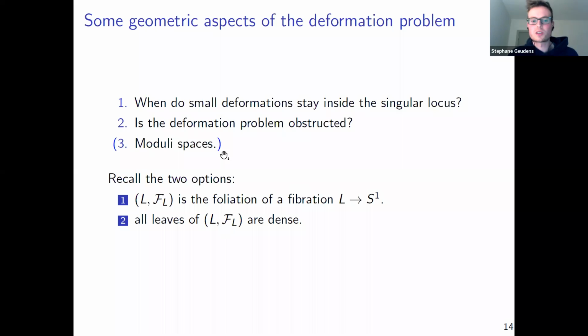And so this statement applies to our case, because we are looking at Lagrangians inside a singular locus. They have a codimension 1 foliation, and it's defined by a closed one form, because the foliation of the singular locus is defined by a closed one form. So you just pull that one back to L, and you have a closed defining one form. Okay, so in the following, I will always consider these two cases separately. Either you have a fibration, or the leaves are all dense.